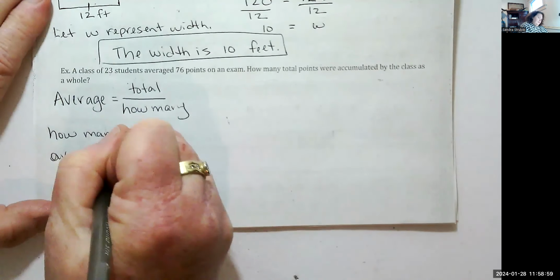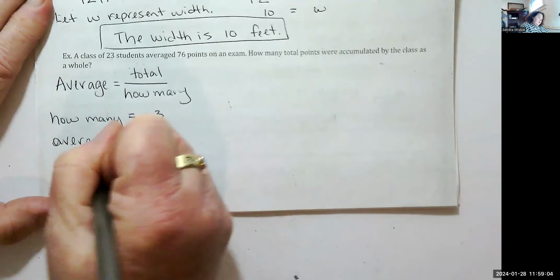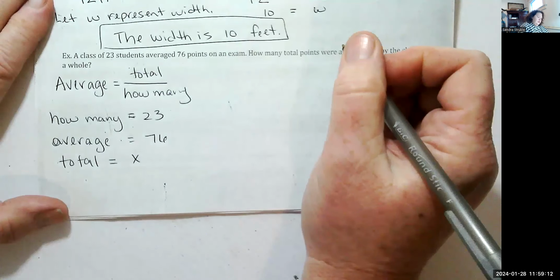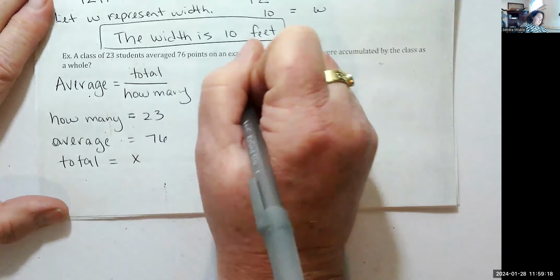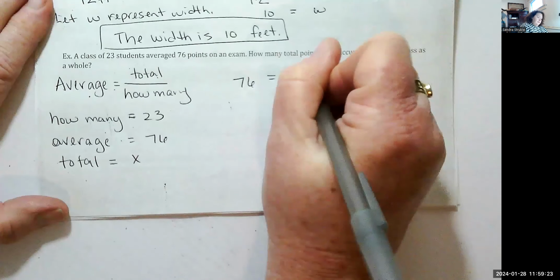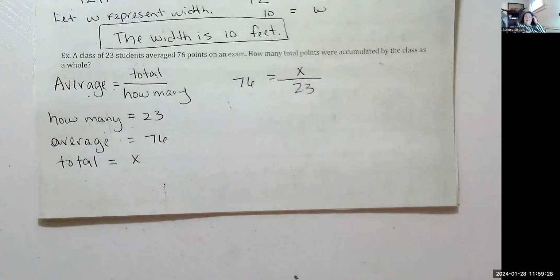All right. The average is 76. So the total is going to equal X. We have to label our definition. All right. So we've got average, which is 76, is equal to the total divided by how many? Okay. Who's attached to X and how?